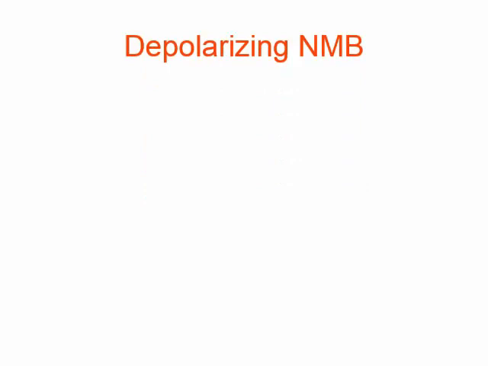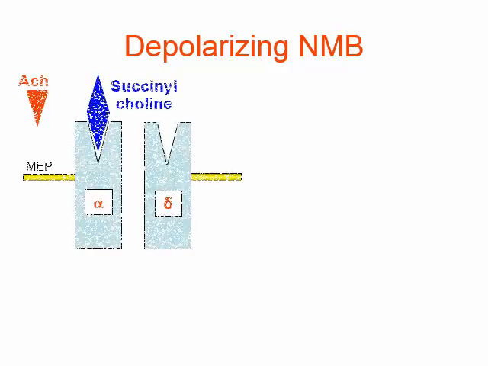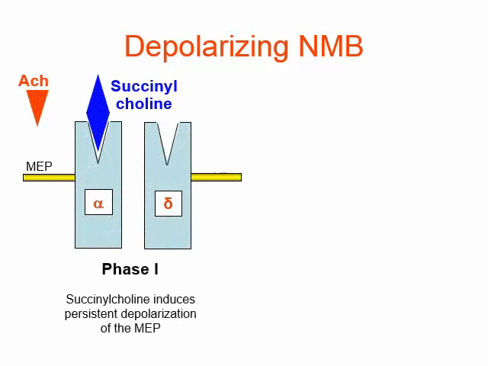To summarize the mechanism of action of succinylcholine, or the depolarizing group of the neuromuscular blockers, there are 2 phases. Phase 1, where succinylcholine binds to the NM receptors to induce persistent depolarization. This leads to initial skeletal muscle contraction, called fasciculations, followed by flaccid paralysis.